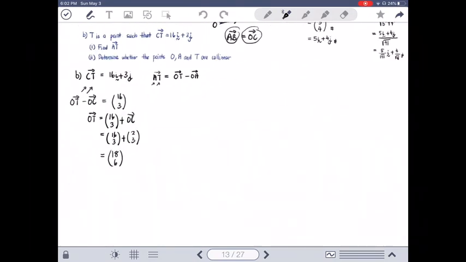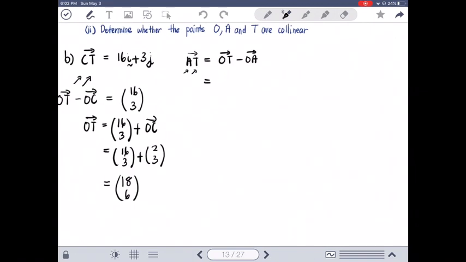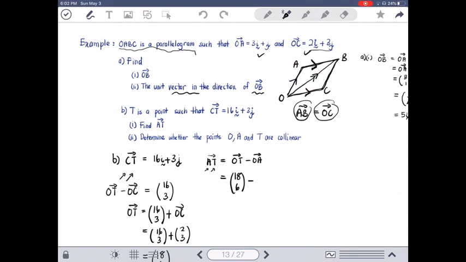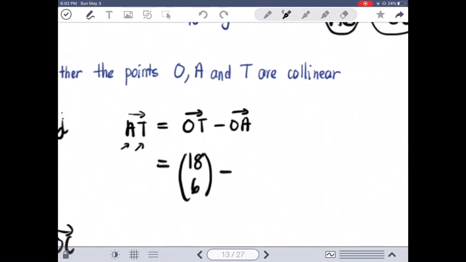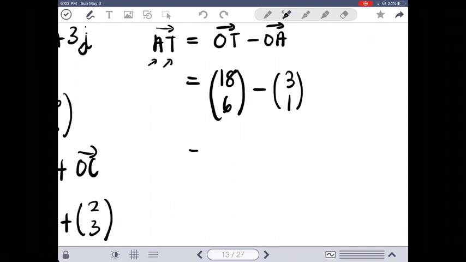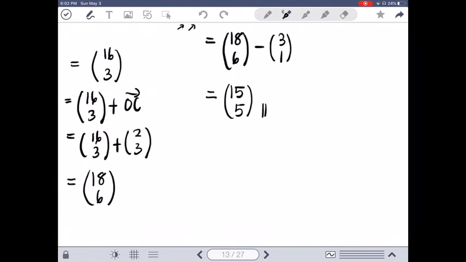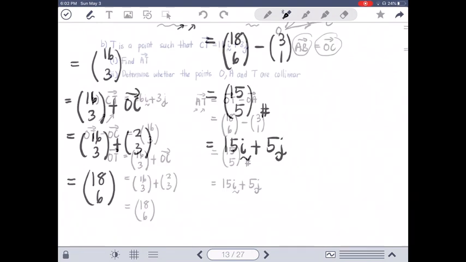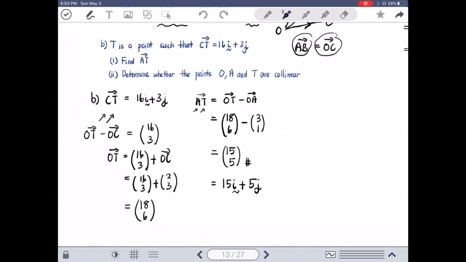Okay. So which means OT is (18, 6) minus vector OA, that one. So this is just (3, 1). The final answer should be (15, 5), or if you want to put in ij form, it becomes 15i plus 5j. Okay. This is question B1.